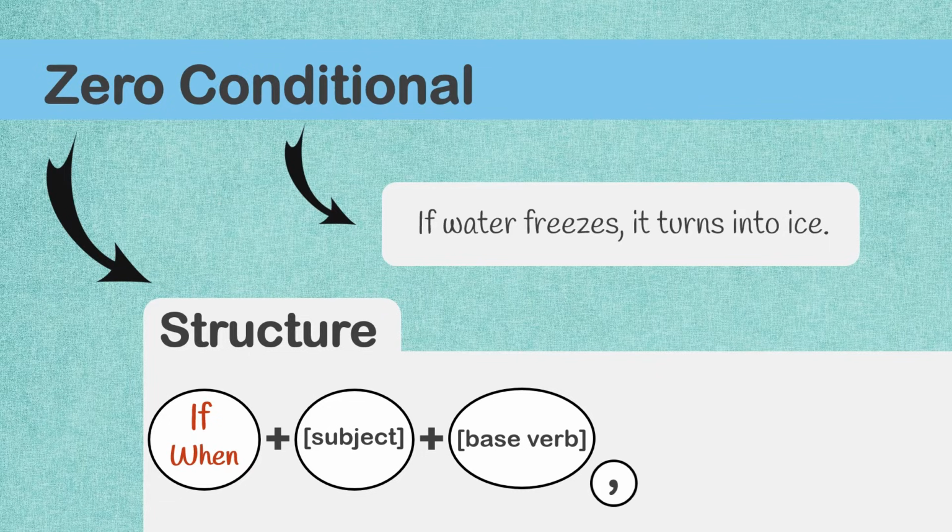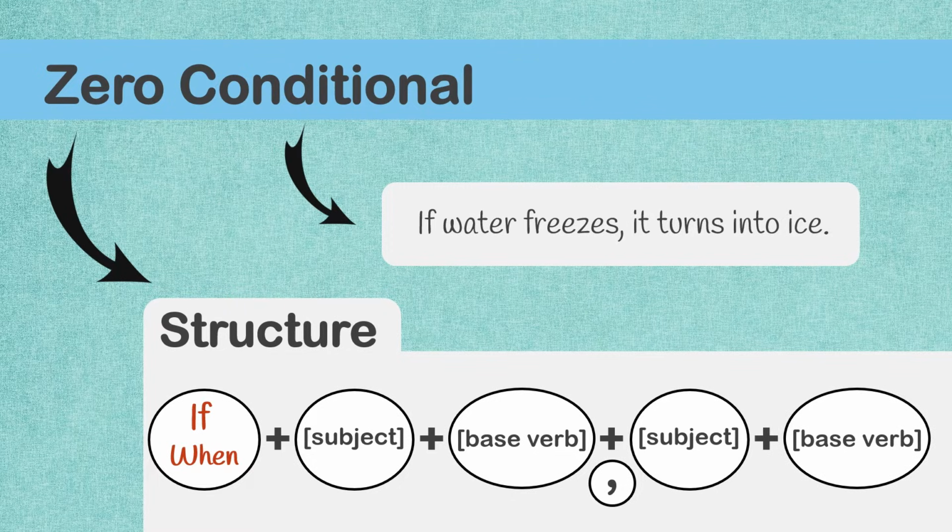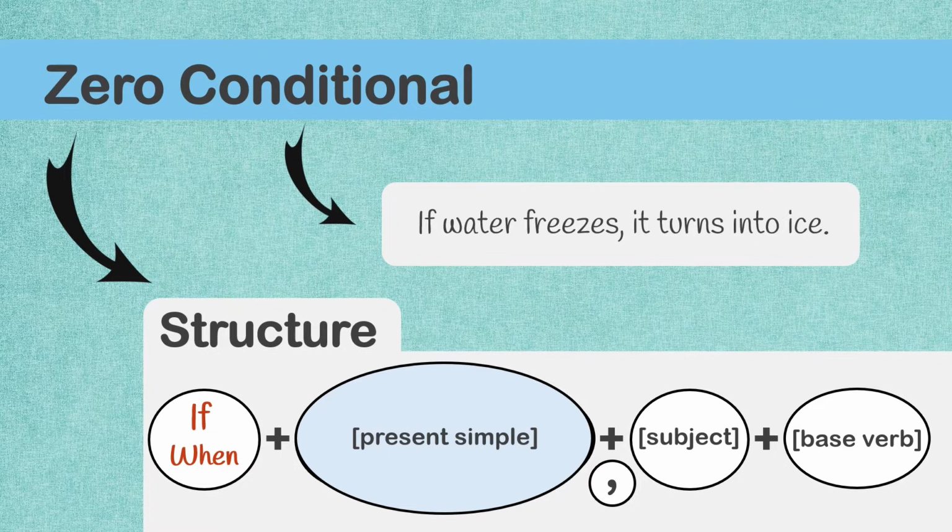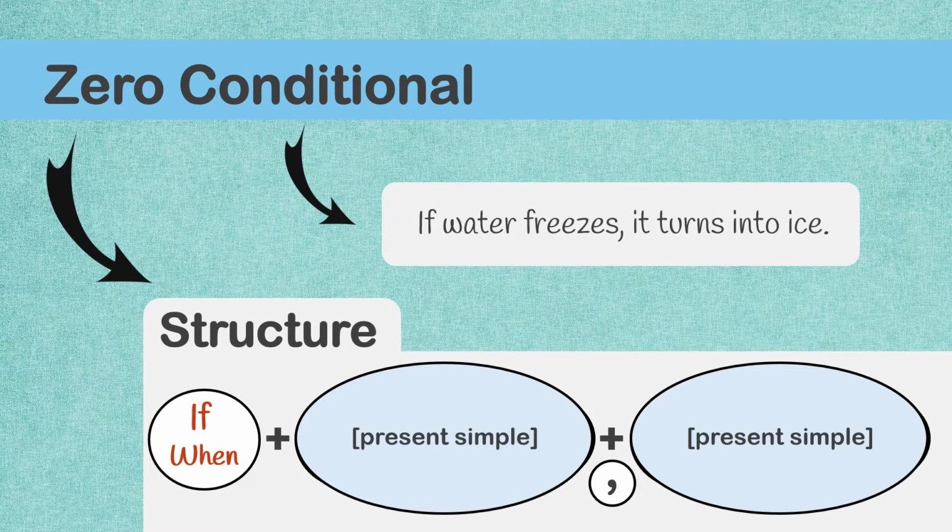Next, we have a comma to separate our 2 clauses. Then we have our subject again. In this case, it's the pronoun it, which refers to the water. And finally, another base verb. In our example, that is turns into ice. Another way to think about the structure is this. If or when, followed by a present simple clause, then another present simple clause.